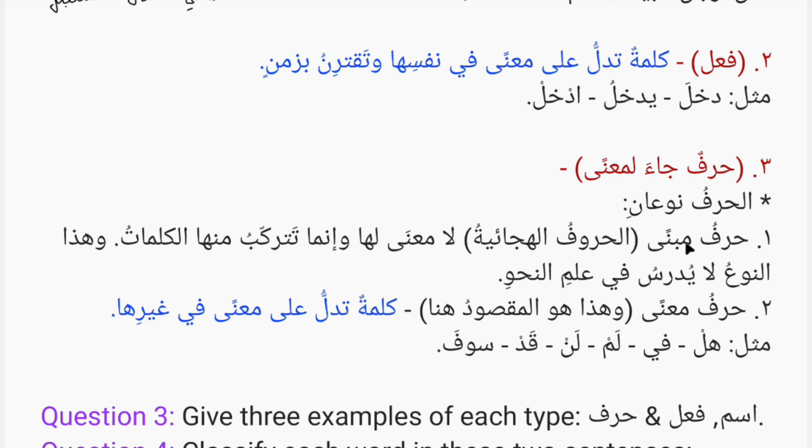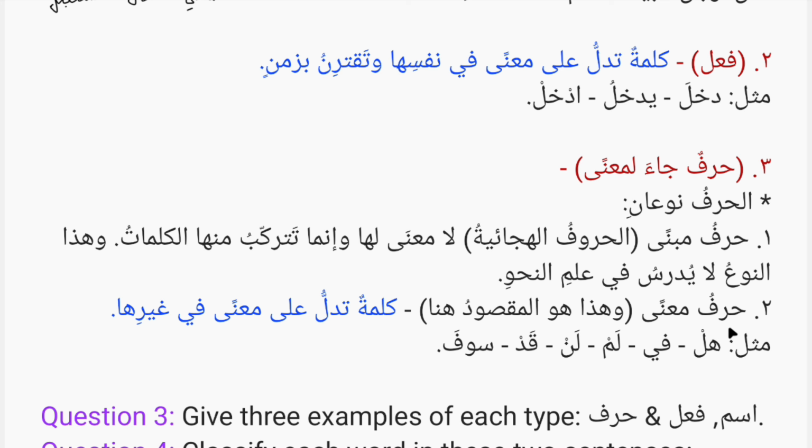ألف, با, تا. What's the meaning of ألف? What's the meaning of ba? These are individual letters which are used in constructing words. مبنى. That's why they call حرف مبنى. Structural letters. لا معنى لها. They have no meaning while they remain as structural letters. وإنما تتركب منها الكلمات. They are used to construct words. وهذا النوع لا يدرس في علم النحو. And this type, مبنى, is not studied in نحو.